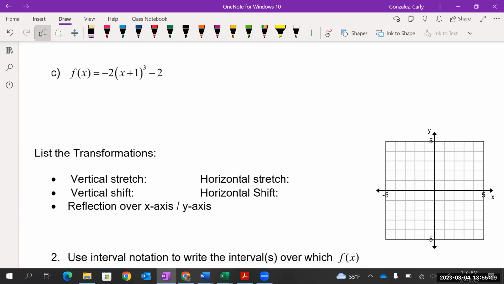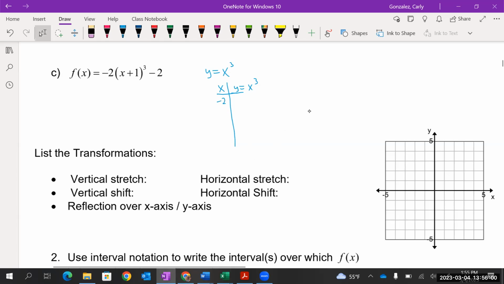So in this case, our parent function is going to be y equals x cubed. And this one might be a little less familiar. Again, whenever in doubt, you can always make a table for your parent function. And the goal is to eventually get more and more familiar with this, so we have to do less and less on that parent function.